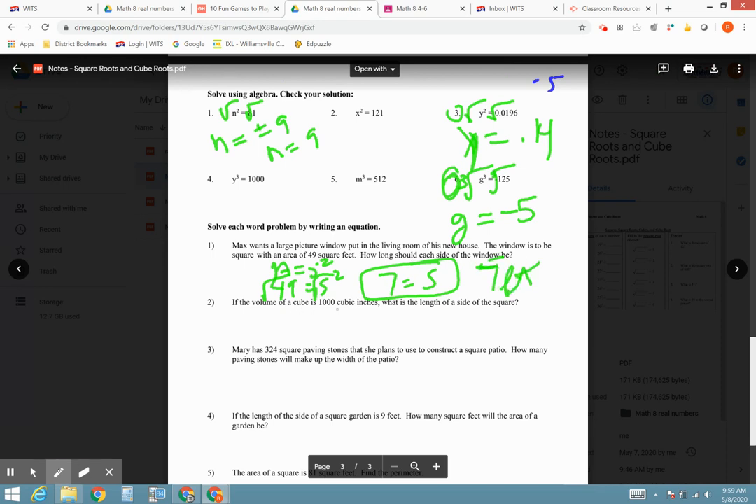The volume of a cube is side cubed. So 1,000 equals side cubed. What's the length of the side? Go ahead and calculate it. You need the cube root. When you show your work, you put that little index of 3 in there. And the side should equal 10, or 10 inches.